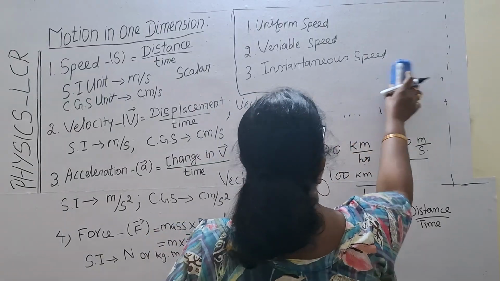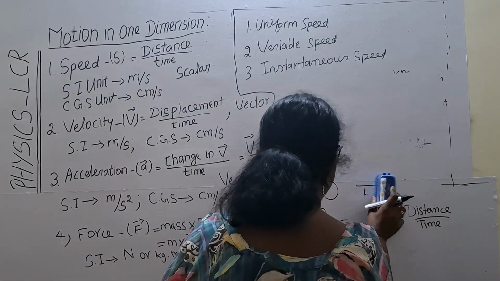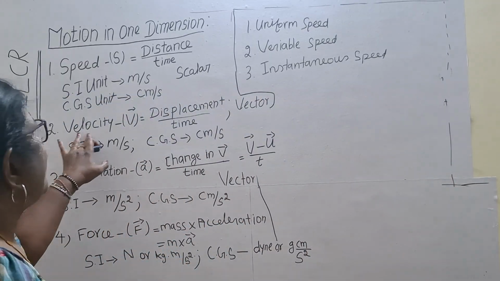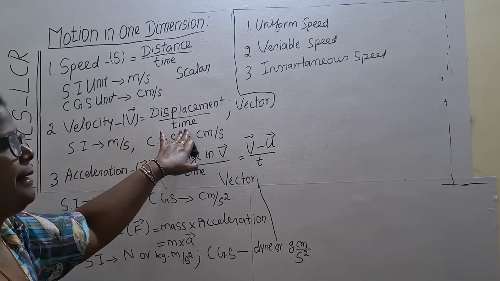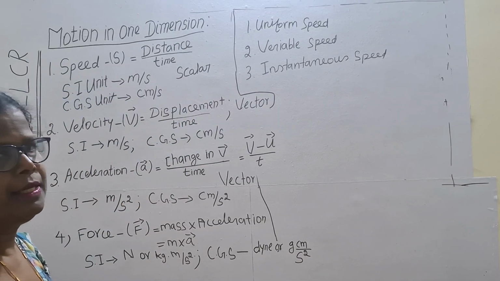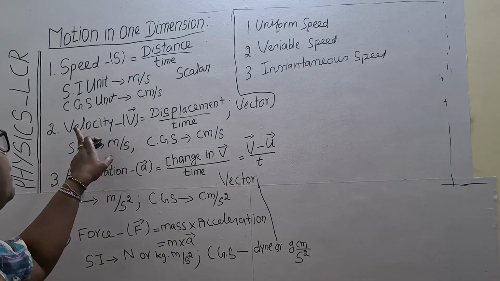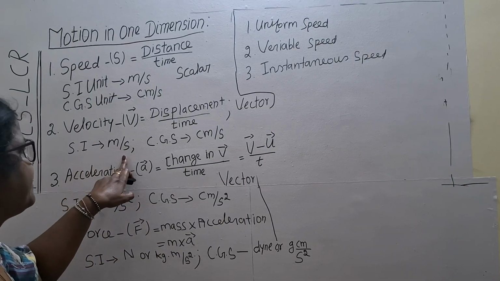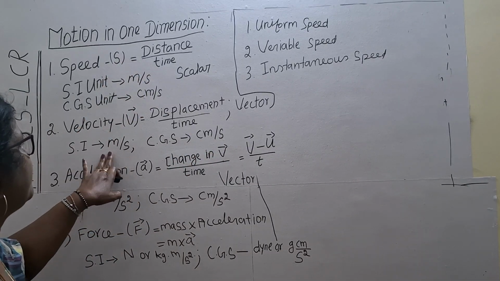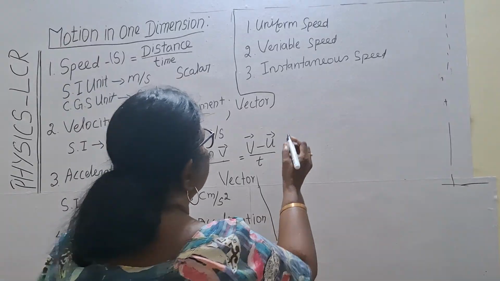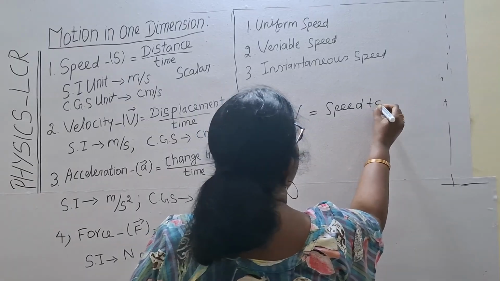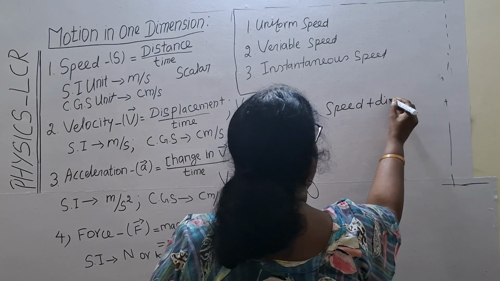Okay, so this is about speed. Next, what is velocity? Velocity equals displacement by time. You know about displacement: displacement is distance with direction. The SI unit is meter per second and the C.G.S unit is centimeter per second, the same units as speed. So velocity we can write as speed plus a particular direction.